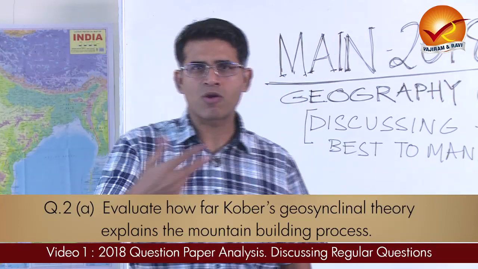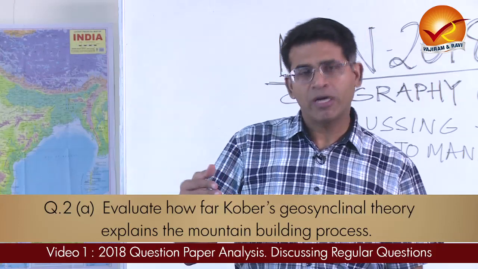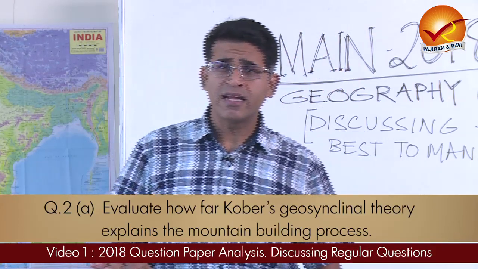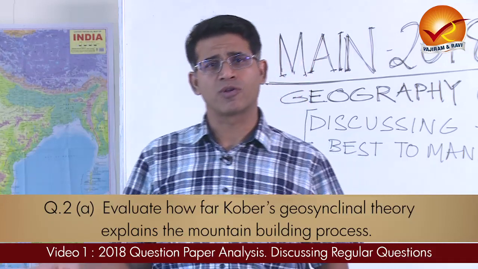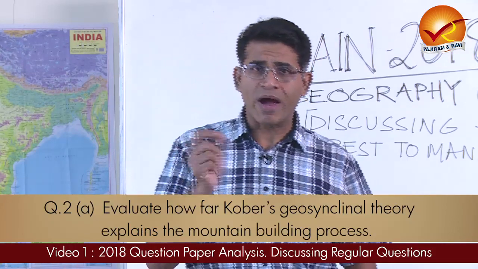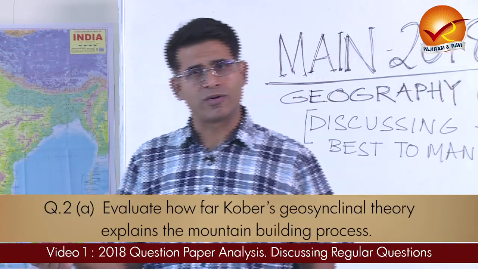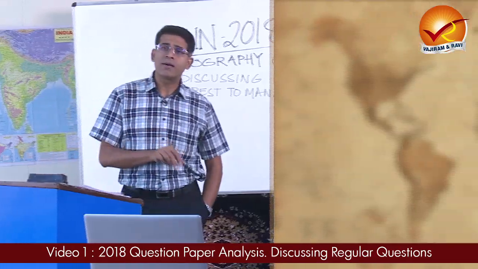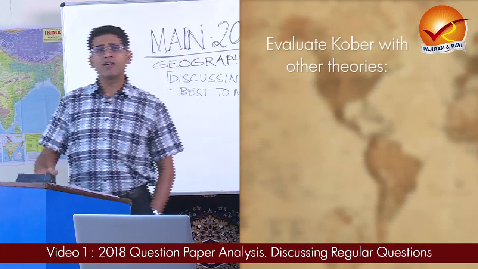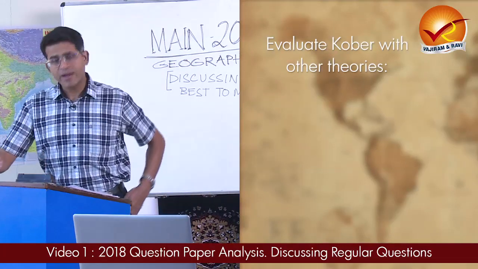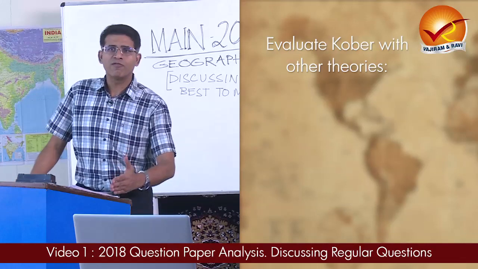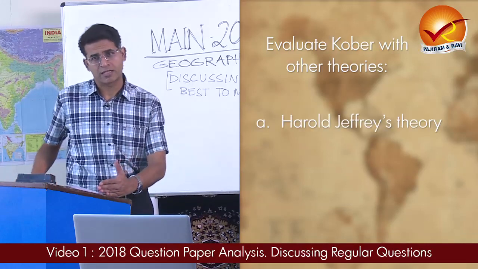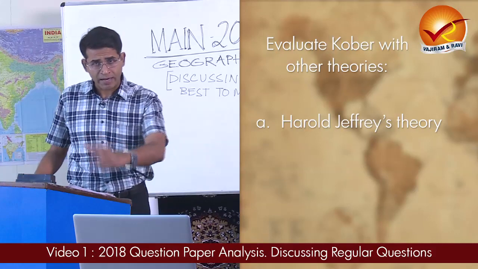So don't tell us what all Kober says, but go a step beyond, telling us if what he said was right or if what he said was wrong. And why was he right and why was he wrong? In evaluating this, you had to compare Kober with some of the other theories, like evaluating Kober in the context of what Harold Jeffreys says, that mountains are wrinkles on the Earth's crust. Kober has a better take.